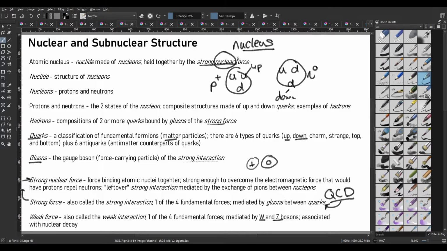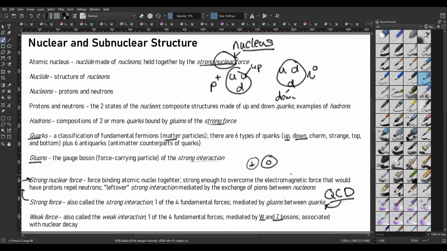Strong nuclear force deals with the nucleus. That's why nucleus is in there. That's what nuclear means. It means pertaining to the atomic nucleus in this instance. The strong force without nuclear is going to be the underlying fundamental force. It's going to be mediated by gluons between quarks. That's what's going to bind together hadrons and protons and neutrons and everything.